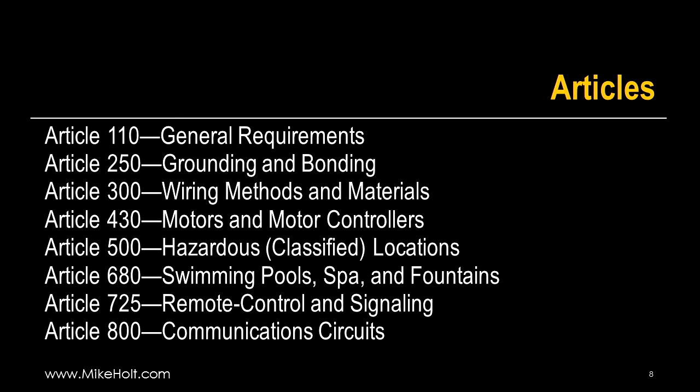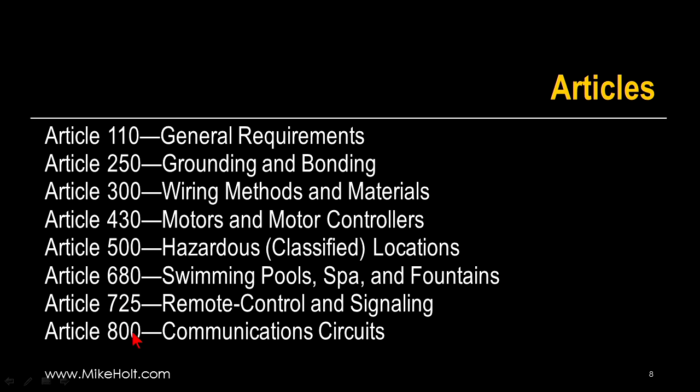The next thing is to understand that the chapters are broken down into specific articles. An example: anything that's Article 100 is in Chapter 1. Article 250, grounding and bonding, is Chapter 2. Article 300, wiring, Chapter 3. I'm just giving an example of a common one. Article 430, motors, Chapter 4. Hazardous classified locations, Chapter 5. Article 500, swimming pools, 680, Chapter 6. Remote control circuits, Chapter 7, 725 is the article. Communication circuits is Chapter 8, 800.